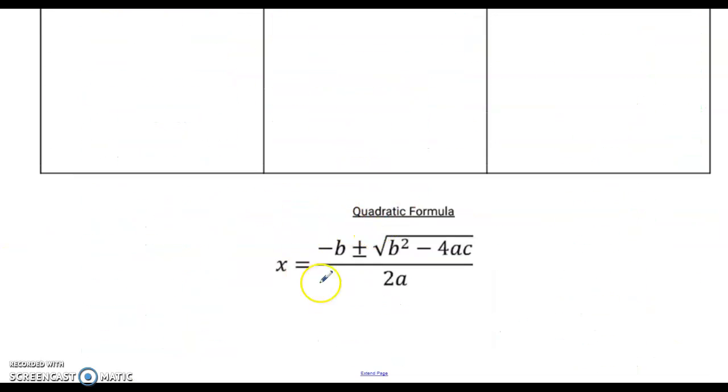Moving on to the wrinkle in this lesson, you do need to know how to use the quadratic formula. Remember that the quadratic formula's job is to solve a quadratic equation. In other words, get the roots of a quadratic equation. There are other methods to solve quadratic equations.